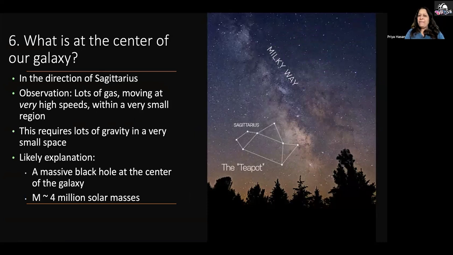Let's move on to question number 6. What is at the center of our galaxy? This is a very interesting question, and people actually had a big problem answering it, basically because near the center of the galaxy there's a lot of gas and dust. So if we look at optical light, we cannot see much in the center of the galaxy.